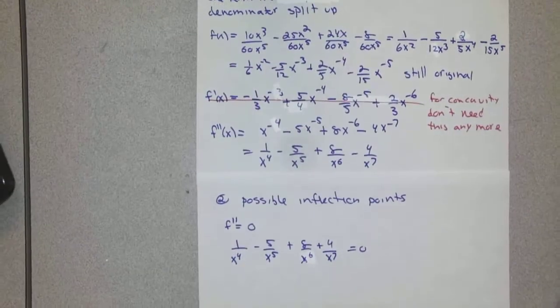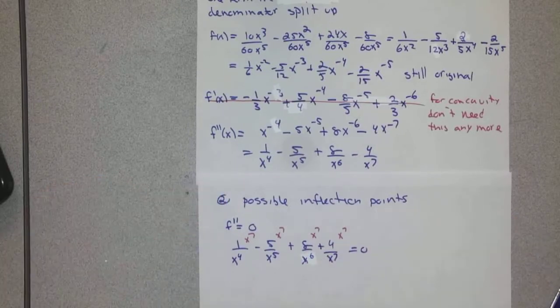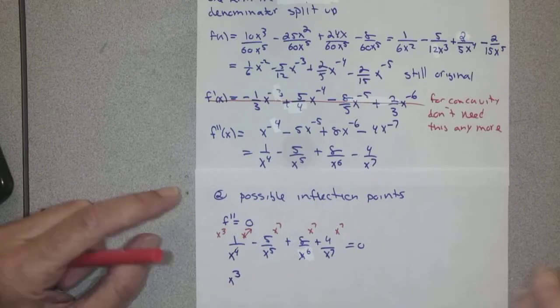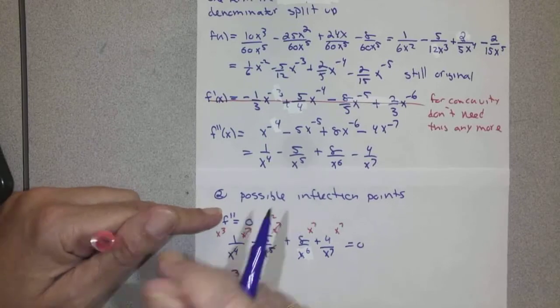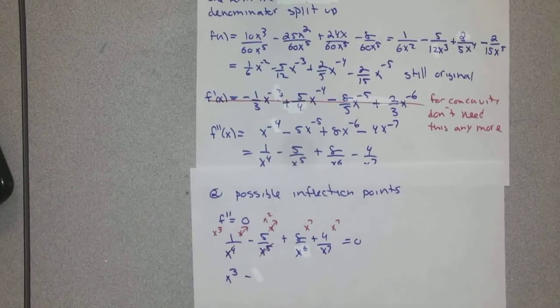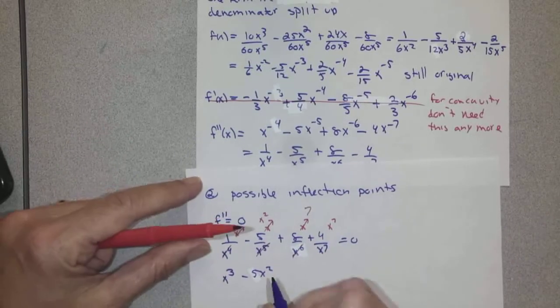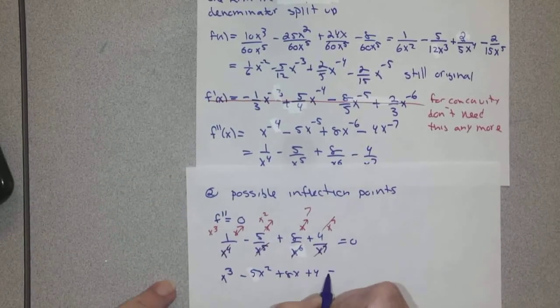Clear the fractions. So multiply everybody by x to the 7th. And so we're going to cancel, get x cubed. So we have x cubed, cancel, leaving behind an x squared. So minus 5x squared. Cancel, leaving an x, plus 8x, and cancel, plus 4, equals 0. And we will finish up this equation, cliffhanger, we will finish up this equation on the next video.